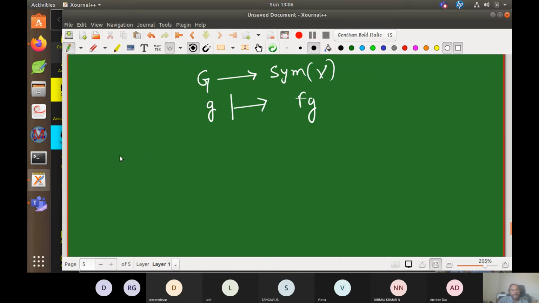So I define this as phi. Phi is a map from G to the symmetric group of X, but beforehand we have something we already started with. What is that we started with before coming here? You remember that?